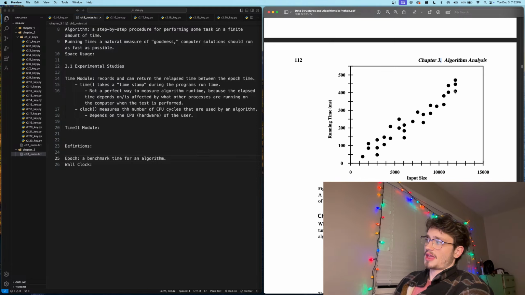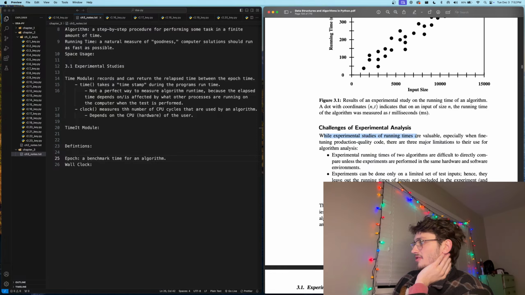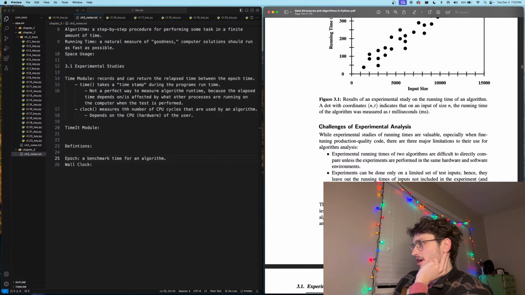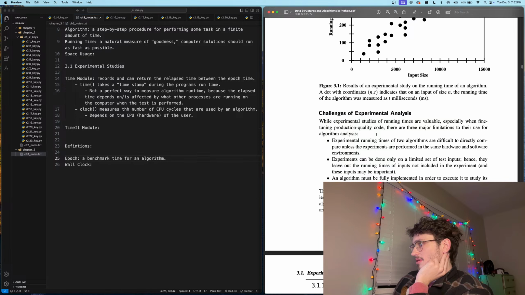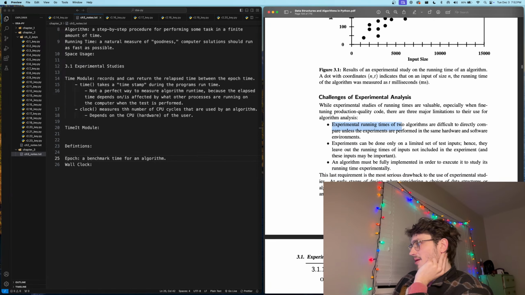Challenges of experimental analysis. While experimental studies of running times are valuable, especially when fine-tuning production quality code, there are three major limitations to their use for algorithm analysis. Experimental running times of two algorithms are difficult to directly compare unless experiments are performed in the same hardware and software environments. Experiments can be done only on a limited set of test inputs, hence they leave out the running times of inputs not included in the experiment, and these inputs may be important.